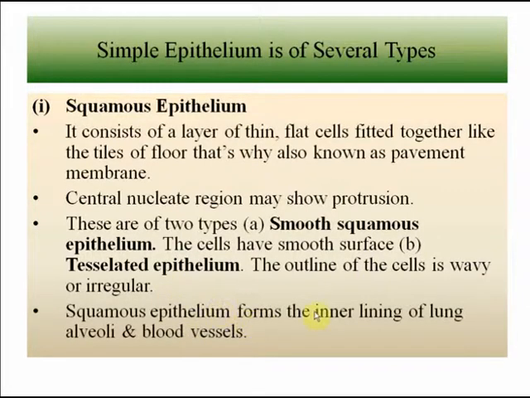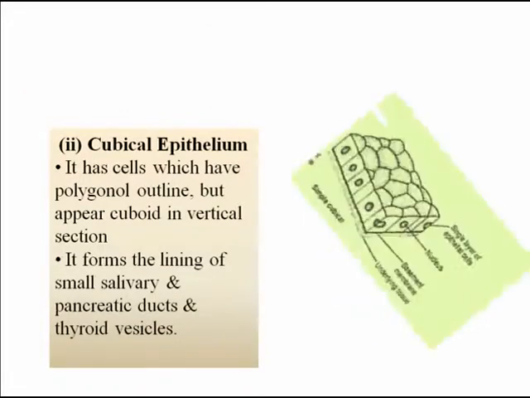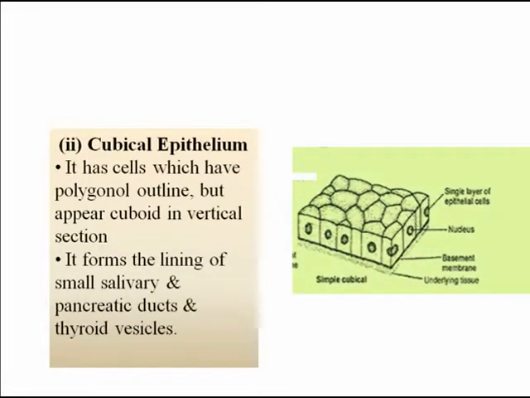Next, squamous epithelium forms the inner lining of the lung alveoli and blood vessels. Classically, squamous epithelia are found lining surfaces utilizing simple passive diffusion such as alveolar epithelium in the lungs, and some specialized squamous epithelium also forms the lining of cavities such as blood vessels and the major cavities found within the body. Now, another one is cubical epithelium.